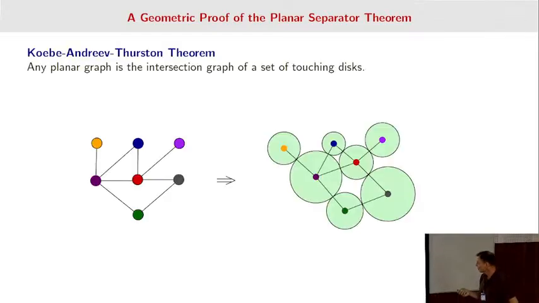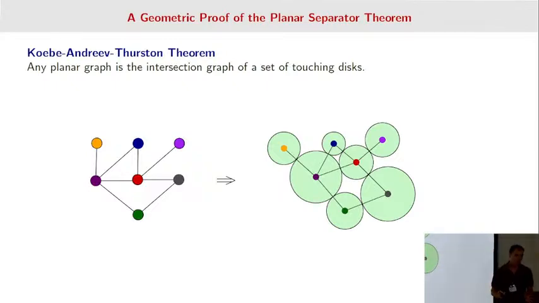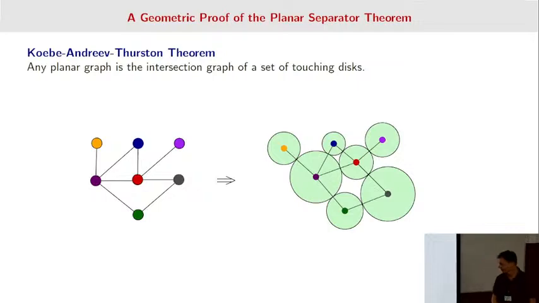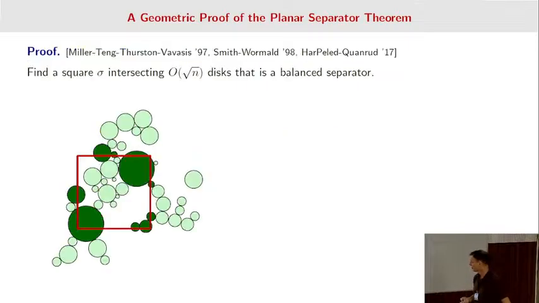Who has already seen this before? Okay, a number of people that I expected, but not everybody. That's good. It's a very nice and simple proof, actually. So the first thing you have to know is that every planar graph can be represented as the contact graph of a set of disks. Okay, so here you see that picture. So now we're going to work with this contact representation.